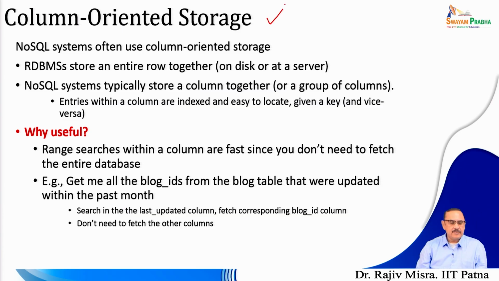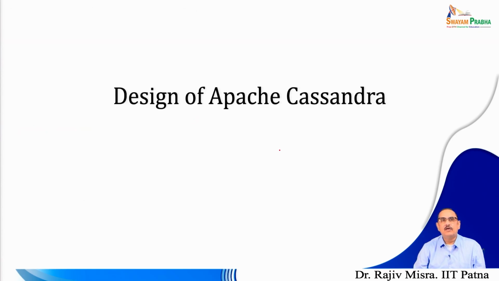Now, this is called column oriented storage, and why is it useful? Because it supports range queries on columns, which are fast, since you do not need to fetch the entire database, and you can retrieve the data with the help of the key in this case. Let us see the design of one such key value abstraction, called Apache Cassandra.